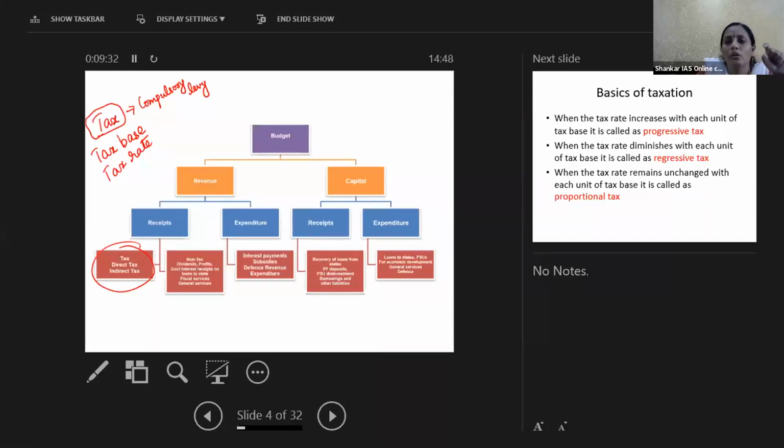So now we are going to tell the tax base and tax rate in a particular way. Who is eligible to pay will be the tax base. How much he is paying will be the tax rate. I hope we are clear with these two terminologies. Now we are going to tell the 3 different principles which we need to know about the taxation. One is progressive.